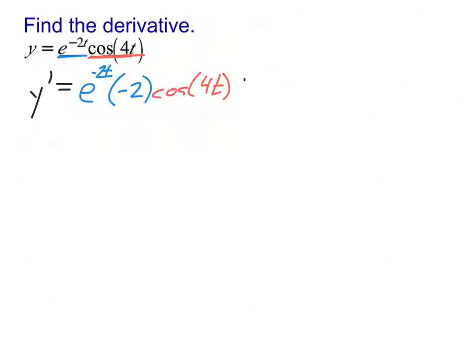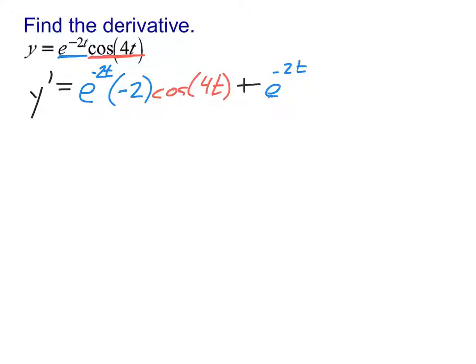Alright, now plus, and we flip which one we're taking the derivative of. So the first function stays the same this time, so it stays e to the negative 2t. No derivatives or anything to worry about there. And then we do that times the derivative of the second function. Now, derivative of cosine of 4t, yes, we have to use chain rule here.